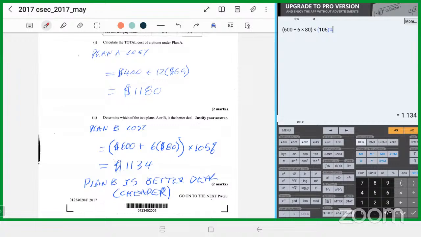105% is the same as adding 5% to a figure. Multiply by 105%. 105% is 1.05 as our value. Everybody okay with that? Yesterday we had about 25 persons online. Everybody okay with that? Yes, sir. All right, let's move on.